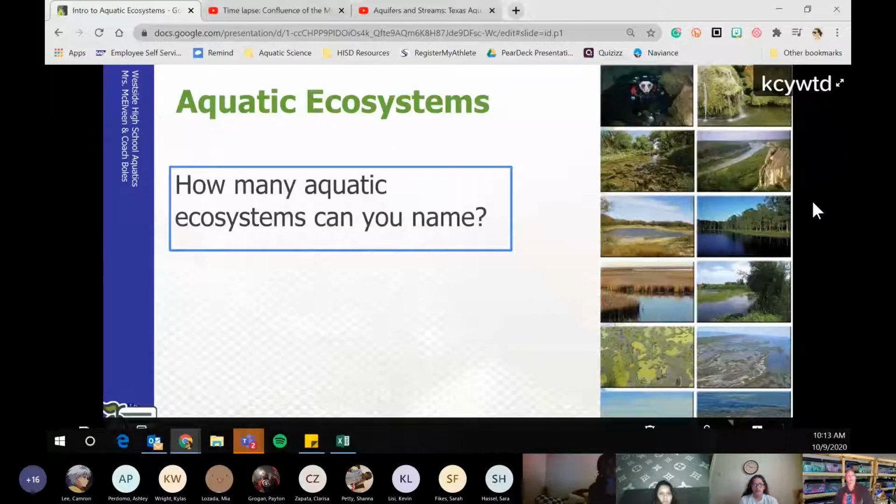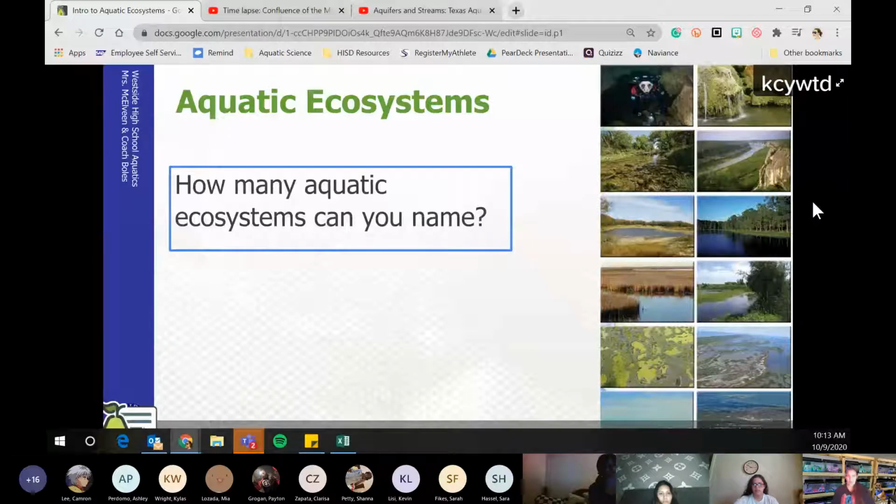tell me how many aquatic ecosystems can you name? How many can you name? And aquatic, so no prairies, no forests.